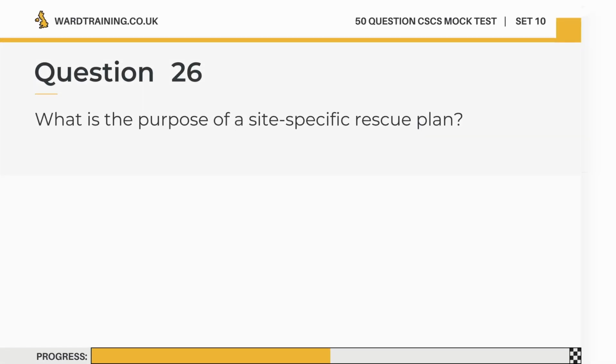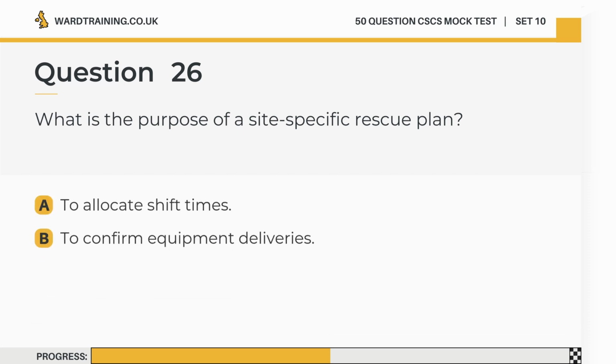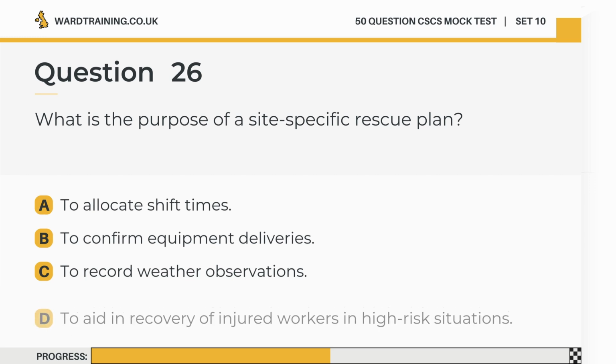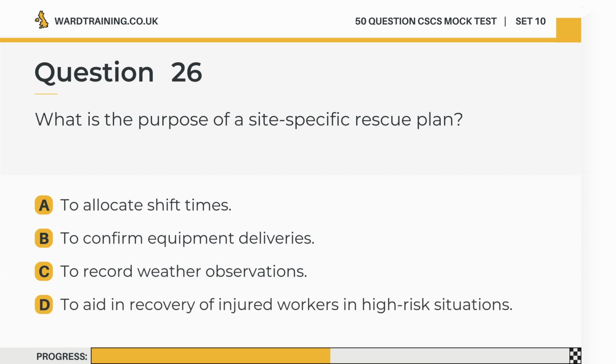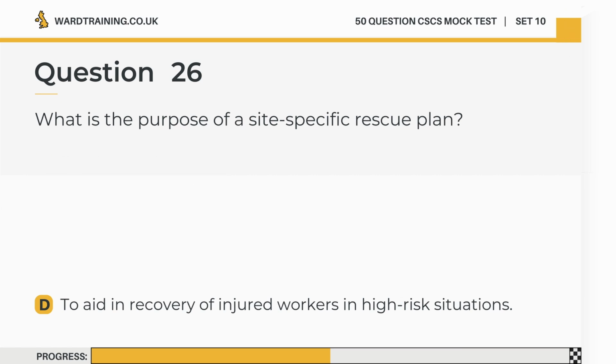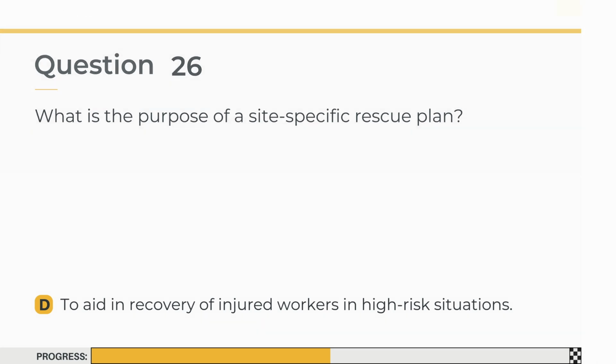Question 26. What is the purpose of a site-specific rescue plan? A. To allocate shift times. B. To confirm equipment deliveries. C. To record weather observations. D. To aid in recovery of injured workers in high-risk situations. The correct answer is D. To aid in recovery of injured workers in high-risk situations.